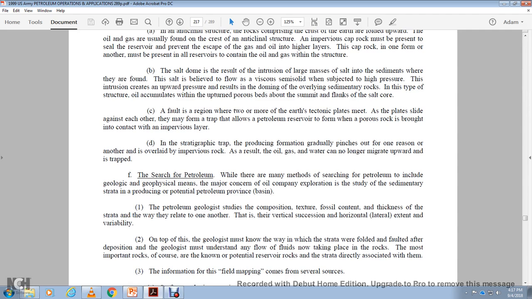The way that they relate to one another is a vertical succession, and the horizontal, lateral extent of the variability. On top of that, the geologist must know which way the strata fold, and the faulted disposition, to understand the flow of fluids that may take place in the rock. The most important rocks, of course, are the potential reservoir rock and the strata directly associated with them.